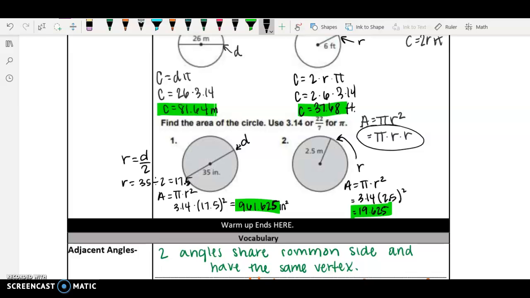Number 2, we have the radius, so we're just going to use that. So we have 3.14 times 2.5 times 2.5. Remember, this little floating 2 here means we just multiply it twice. And we get 19.625, and that's in meters squared.